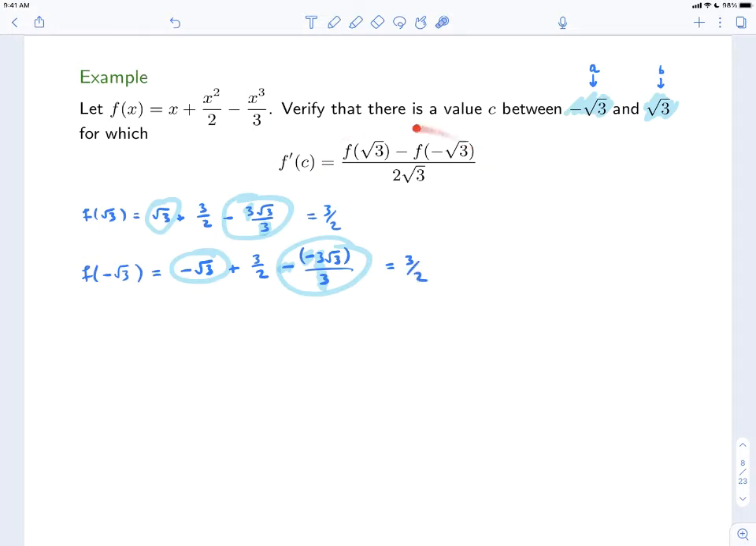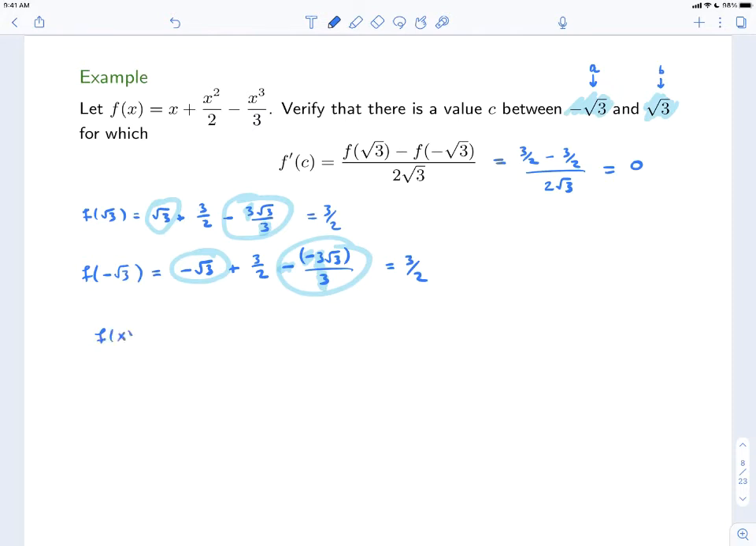So if we go back to this quotient here, this is just going to be equal to 3 halves minus 3 halves over 2 square roots of 3, which of course is just 0. So we're actually looking for a place where the derivative is equal to 0. Well, what is the derivative? So we know what f is.